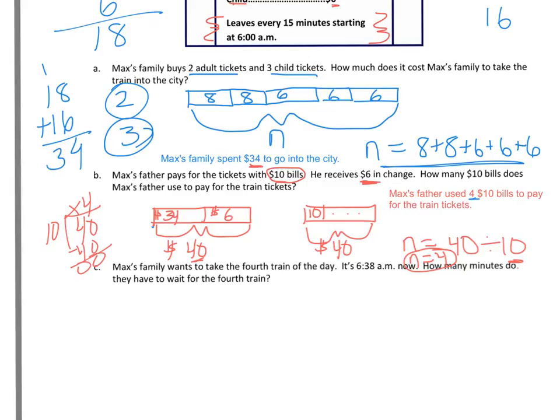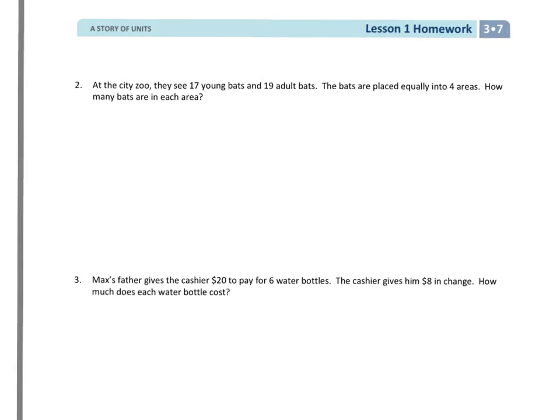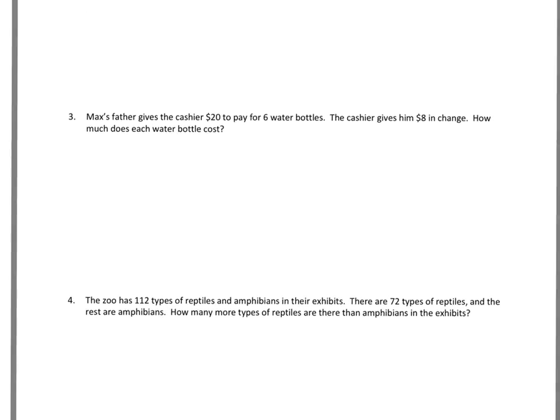So let's take a look at page 2 because I want to make sure I hit one on the other page. Now over on this page, we'll take a look at 3. And it says, Max's father gives the cashier $20 to pay for 6 water bottles. The cashier gives him $8 in change. How much does each water bottle cost?